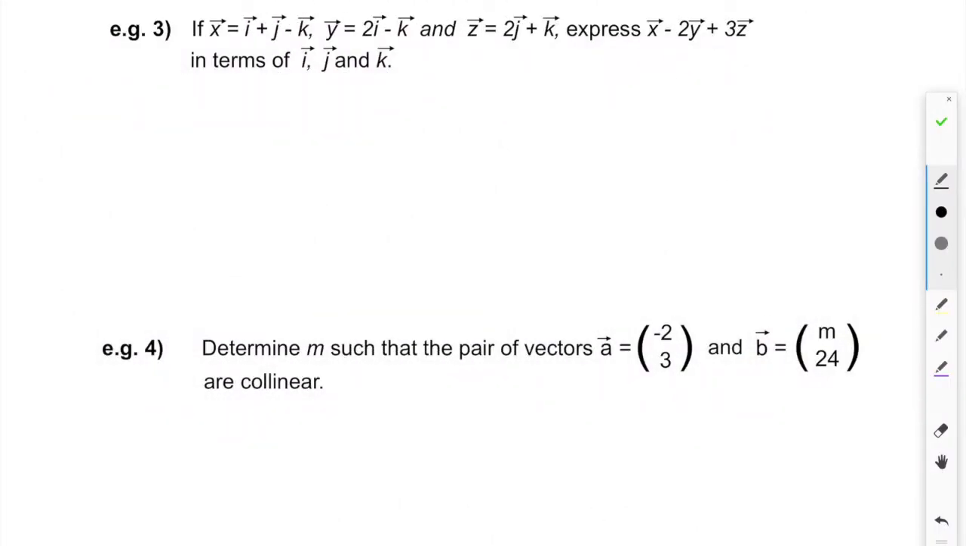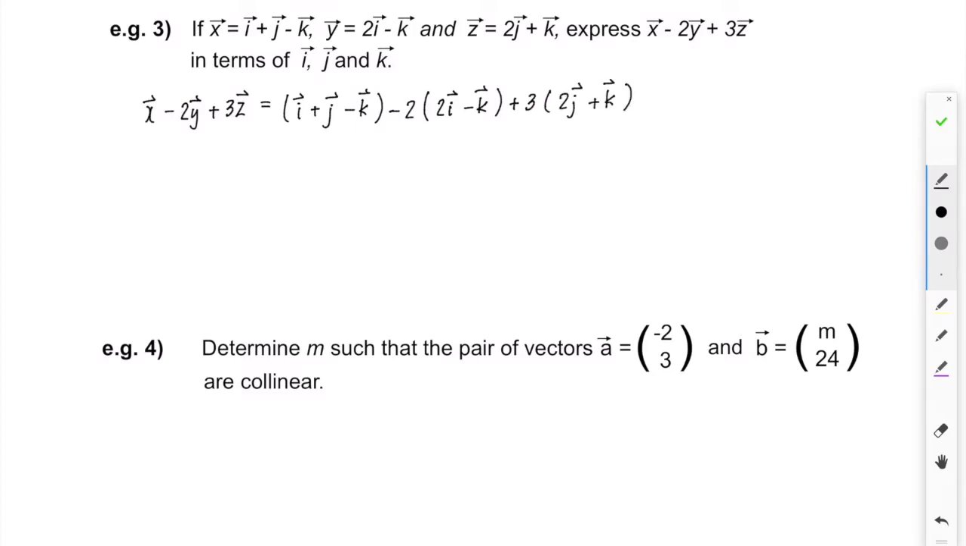Example 3. We're given three vectors x, y, z. We want to express x minus 2y plus 3z in terms of i, j, k. All right, so let me write down x minus 2y plus 3z and substitute the corresponding component form of these vectors. So x is i plus j minus k, minus 2 times y, which is 2i minus k, plus 3 times 2j plus k.